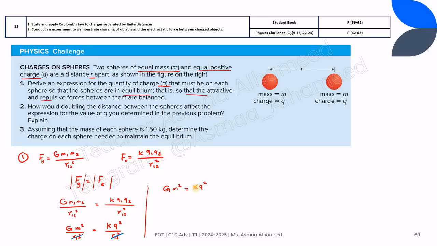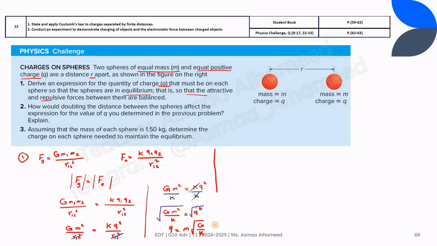Now to get rid of the K and the square, we need to divide by K and take the square root. So we divide both sides by K first. This K will cancel with this K. You get G m squared over K, and this will be Q squared. Now we take the square root of both sides, and this will cancel with this, and the square on the m will also be gone. So here we will get Q is equal to m multiplied by the square root of G over K.